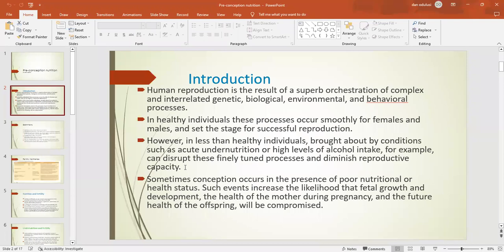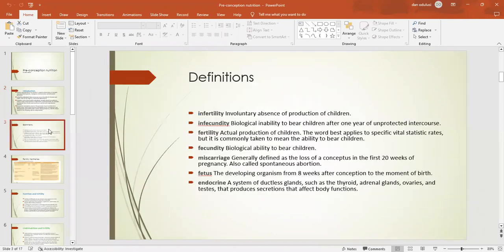Sometimes conception occurs in the presence of poor nutritional or health status, and when this occurs, the likelihood that fetal growth and development, or the health of the mother herself during pregnancy, is going to be compromised, and you end up with features such as intrauterine growth restriction, very low birth weight babies, malnourished mothers themselves, and a failure to initiate lactation after delivery.